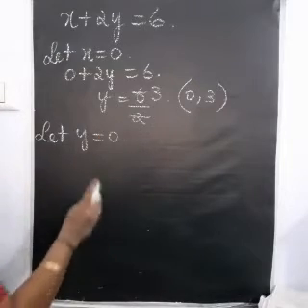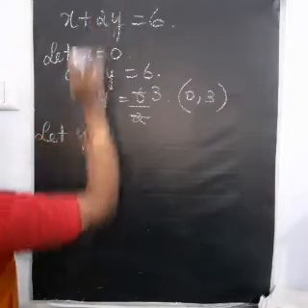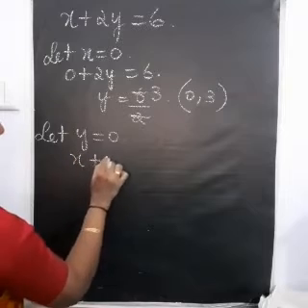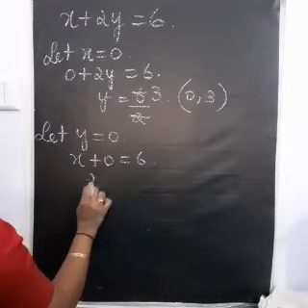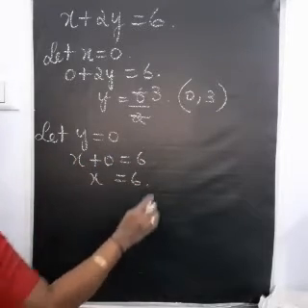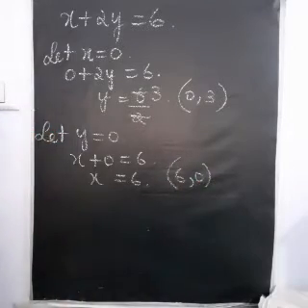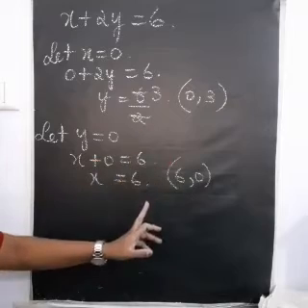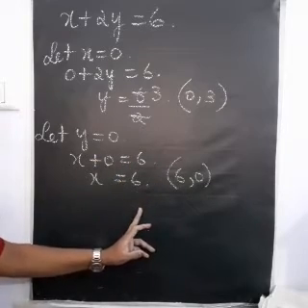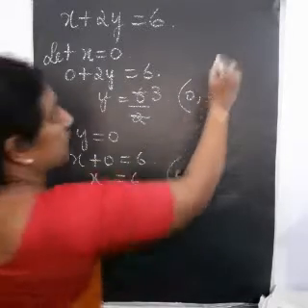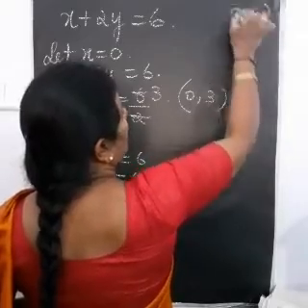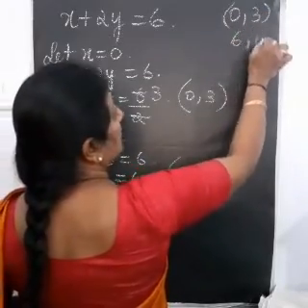Now let us say let y equal to 0. If y is equal to 0, this whole term is going to become 0. So it will be x plus 0 equal to 6, that is x is equal to 6. So the point that we are getting is 6, 0. Now we have got 2 points. We can plot it on the Cartesian plane. I will write down the points here: 0, 3 and 6, 0.